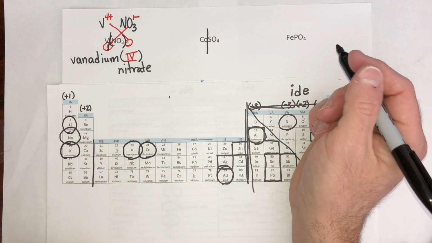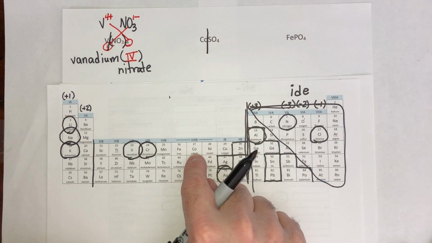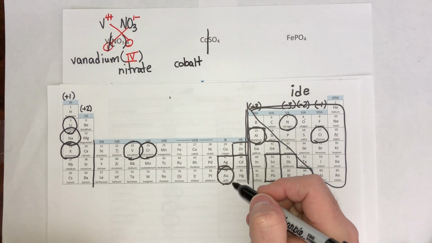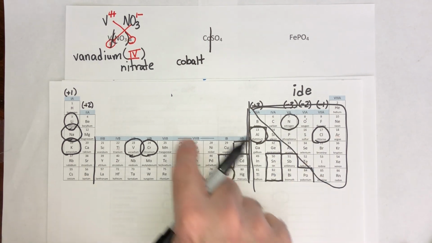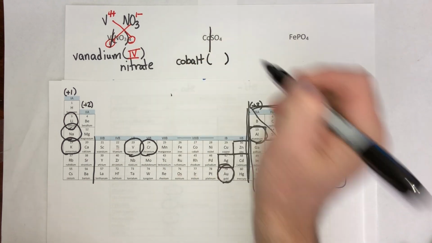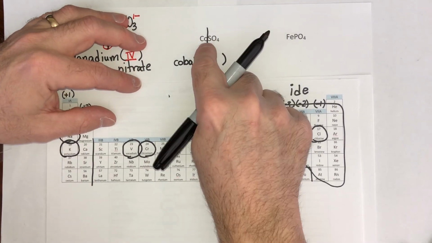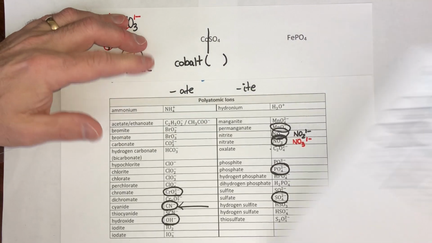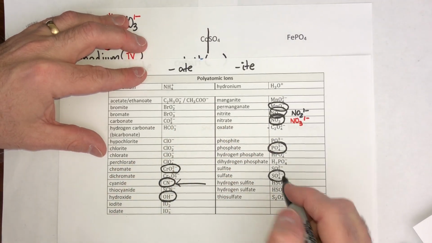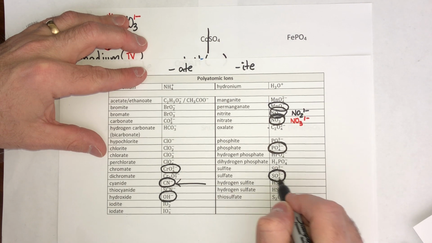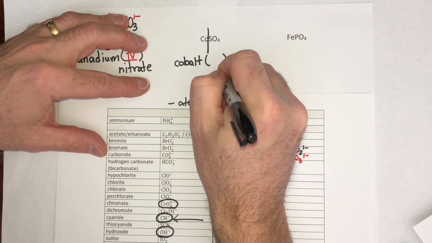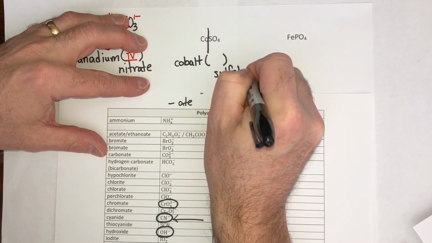Okay, so let's name this thing. CO is cobalt. Cobalt. It is one of the transition metals, and therefore will need Roman numerals. There you go. Now, let's go look up our SO4. If I go looking for an SO4, SO4 is right here. SO4 goes with sulfate. So this is a cobalt sulfate.